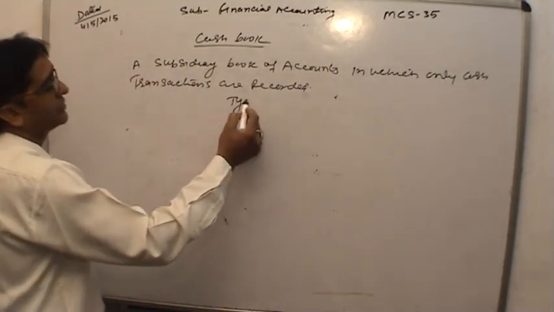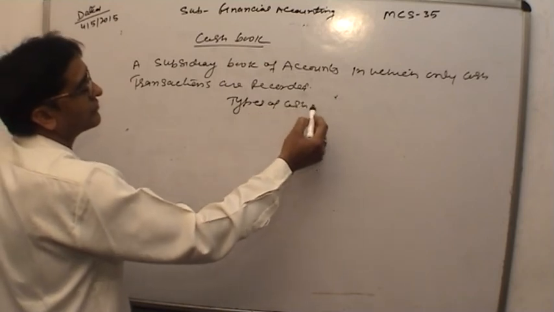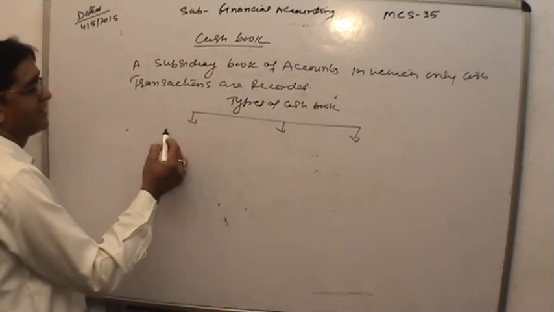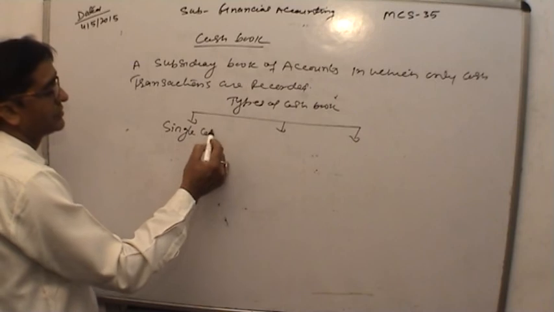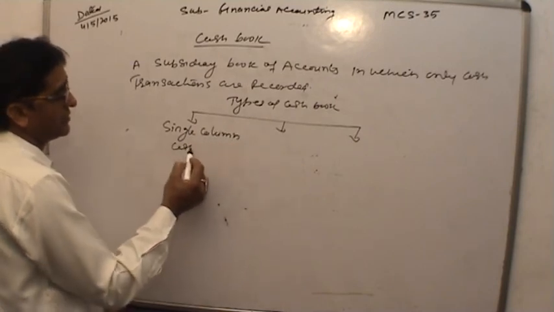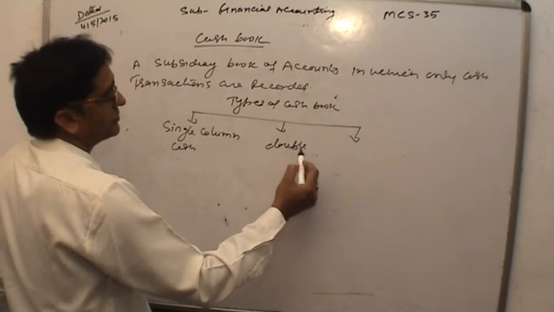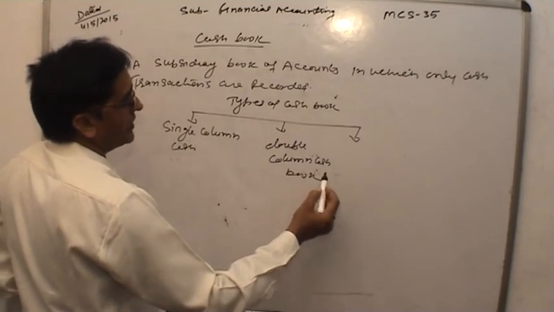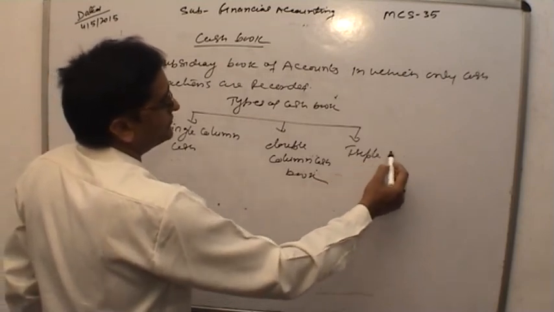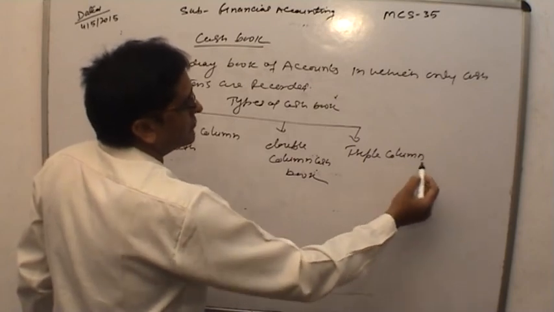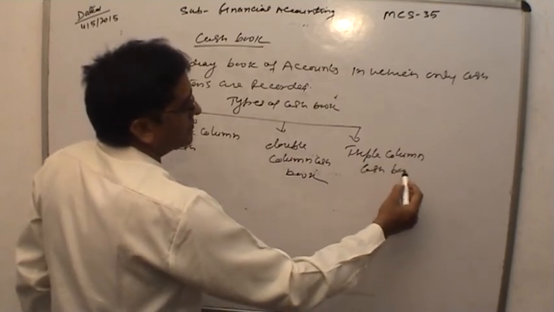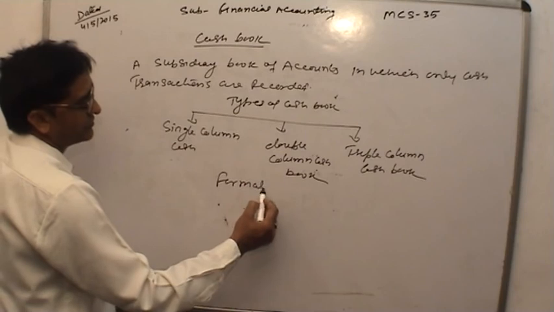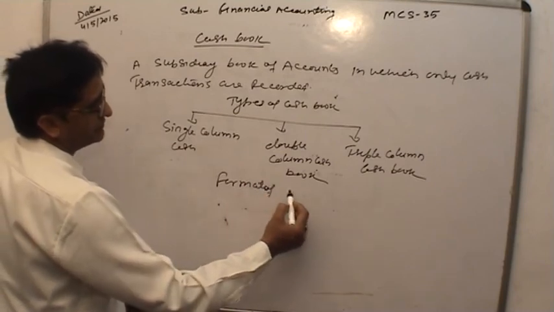And now types of cash book. There are three types of cash book. One is single column cash book, then double column cash book, and last is triple column cash book. Format of single column cash book.